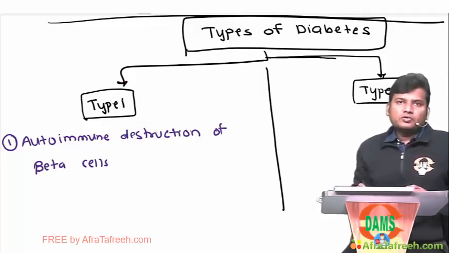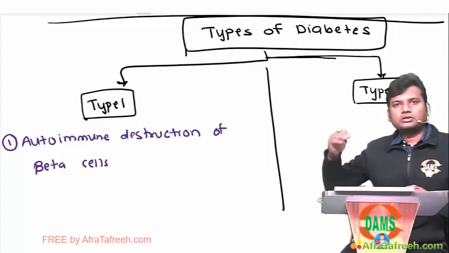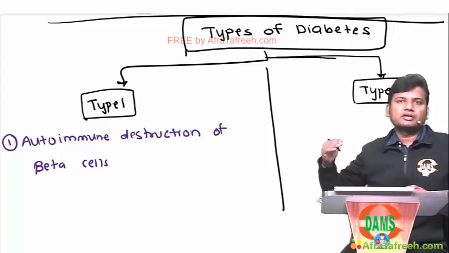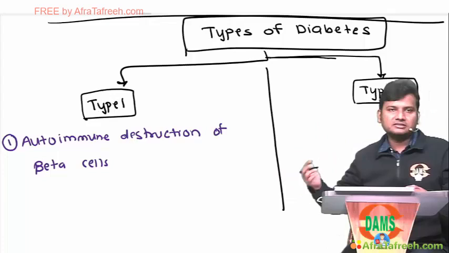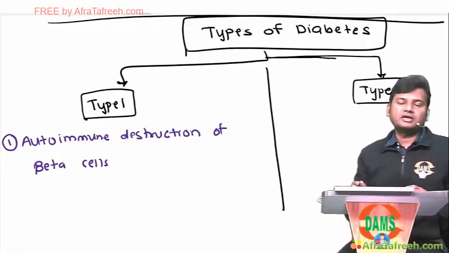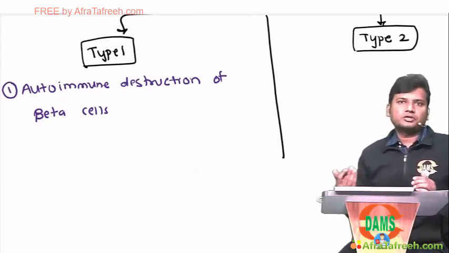A lot of antibodies are discovered. These antibodies are destroying the beta cells, so the number of beta cells will decrease. When the number of beta cells decreases, insulin secretion will automatically decrease, and the patient will have severe deficiency of insulin. Now for exam, what is important for us?